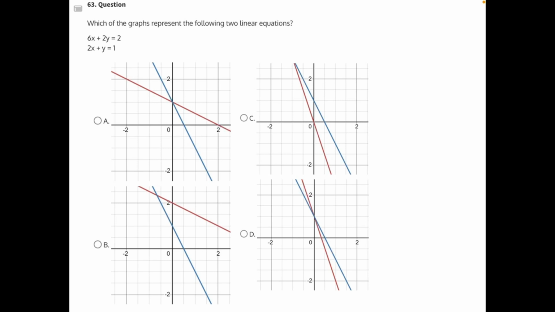Which of the graphs represent the following two linear equations? To solve this, we're going to need to change these linear equations into slope-intercept form. Y equals mx plus b, where m is equal to our slope and b is equal to our y-intercept. And then we can use those two pieces of information to figure out which of these graphs represents the equations.